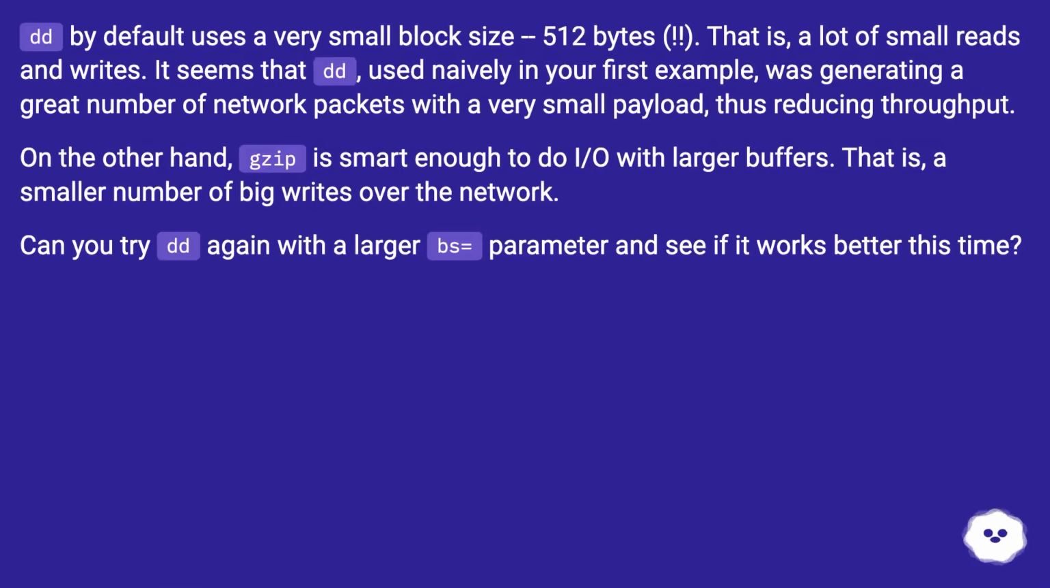DD by default uses a very small block size, 512 bytes. That is, a lot of small reads and writes. It seems that DD, used naively in your first example, was generating a great number of network packets with a very small payload, thus reducing throughput. On the other hand, Gzip is smart enough to do I/O with larger buffers. That is, a smaller number of big writes over the network. Can you try DD again with a larger bs= parameter and see if it works better this time?